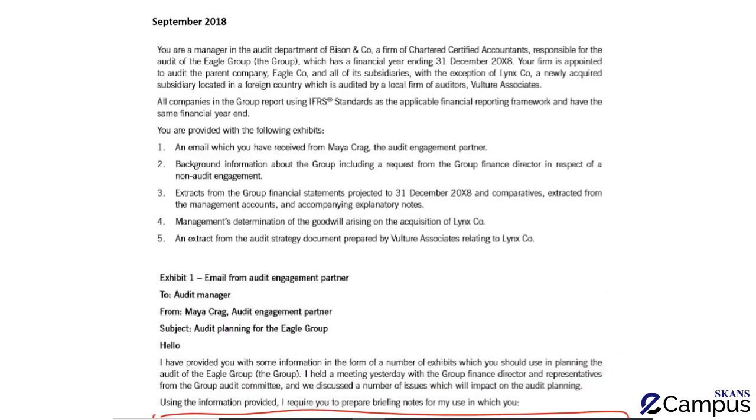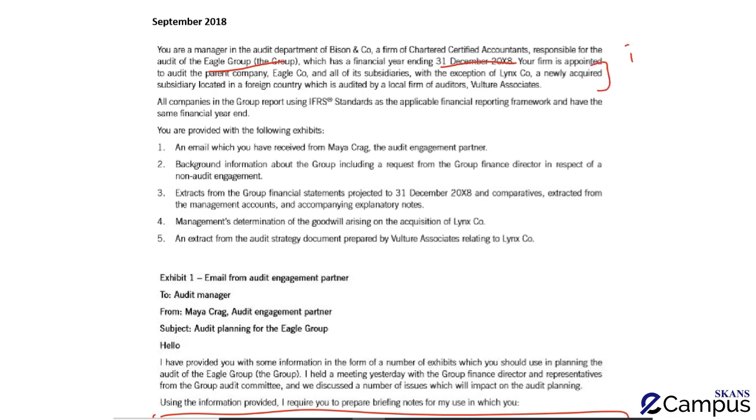So I'm the audit manager in the audit department in Bison & Co, responsible for the audit of Eagle Group. I know this is a group which has a financial year ending 31st December 2018. So your firm has been appointed the auditor of the parent company and all of its subsidiaries, with the exception of Links, a newly acquired subsidiary located in a foreign country, which is audited by a firm of local auditors, Vulture Associates.